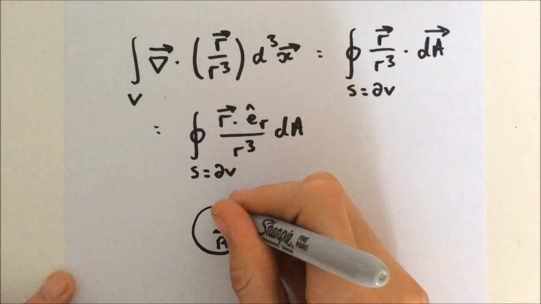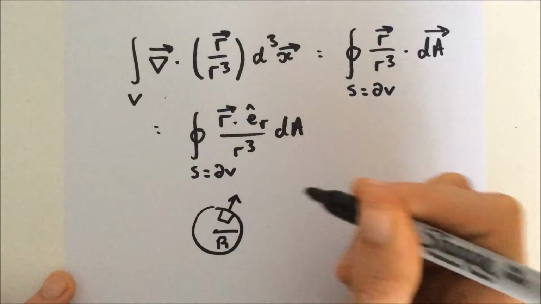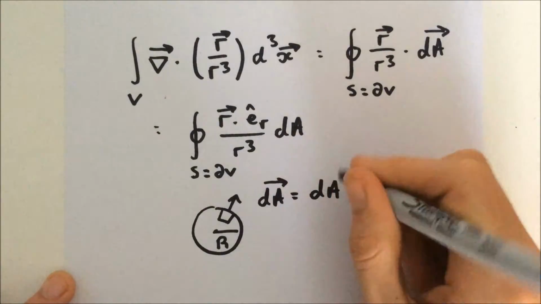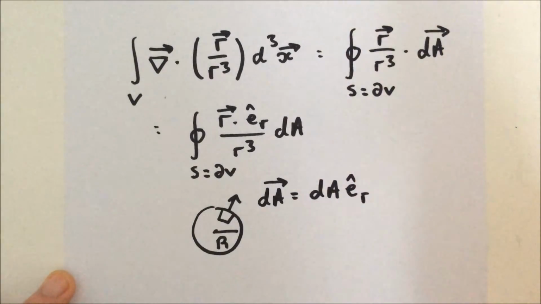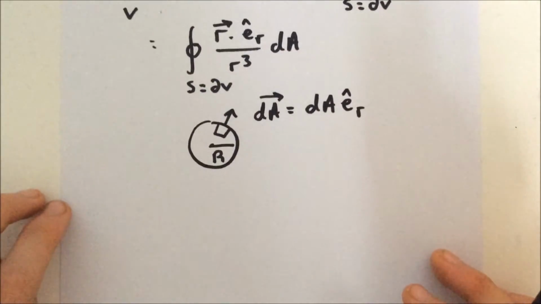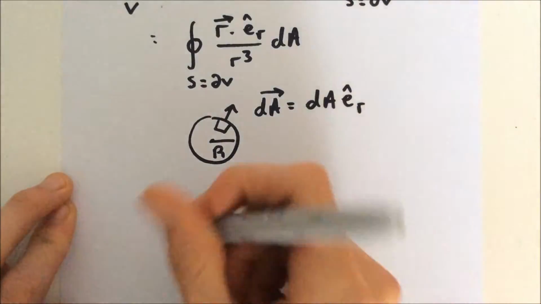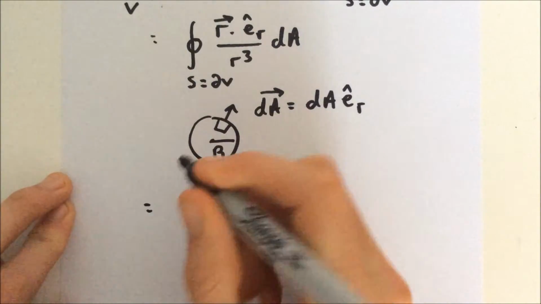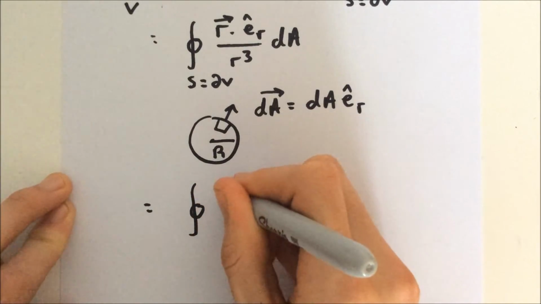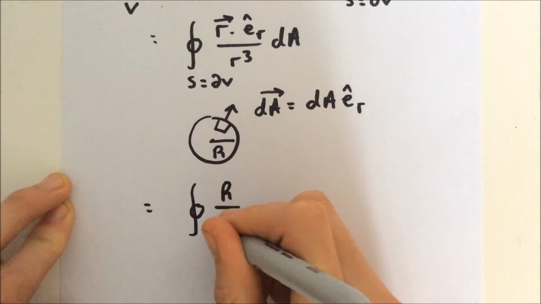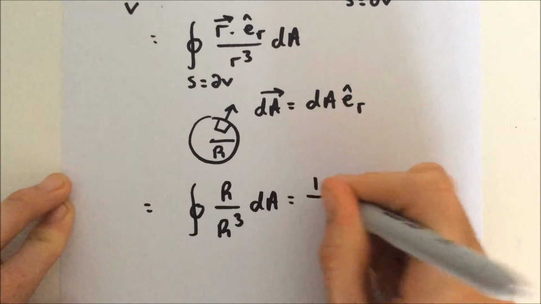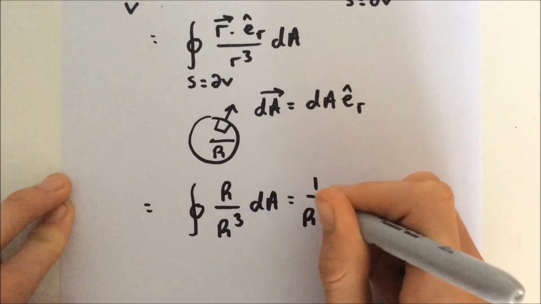On the surface, it's a tiny surface dA, or the vector dA is equal to dA multiplied by our unit vector that's perpendicular to the surface. So we can rewrite it like this. Therefore we can rewrite the divergence theorem as the integral over the closed surface of r, which is just a fixed radius now, divided by r cubed dA. That's equal to 1 over r squared.